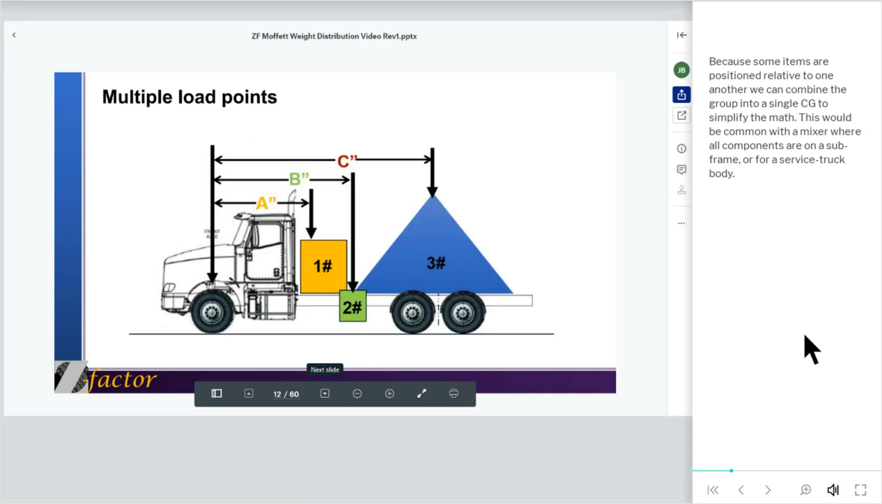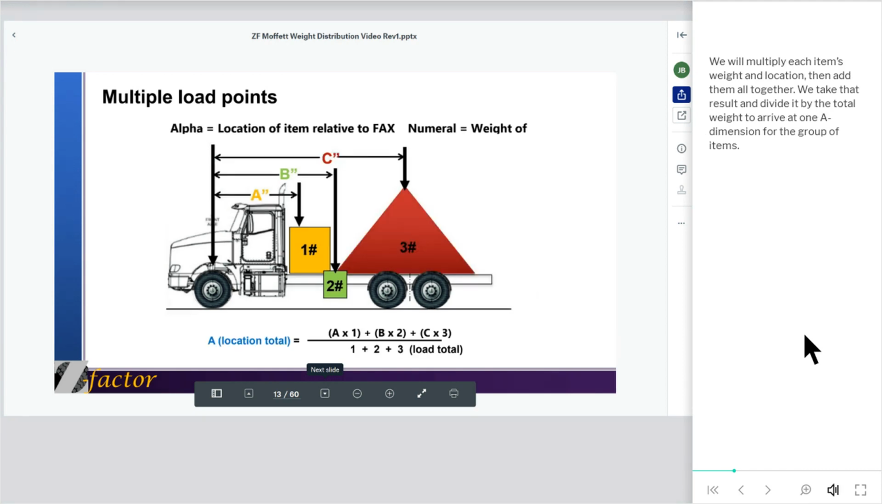Because some items are positioned relative to one another, we can combine the group into a single CG to simplify the math. This would be common with a mixer where all components are on a subframe, or for a service truck body. We will multiply each item's weight and location, then add them all together. We take that result and divide it by the total weight to arrive at one A dimension for the group of items.